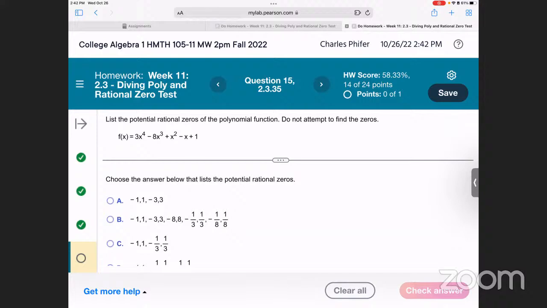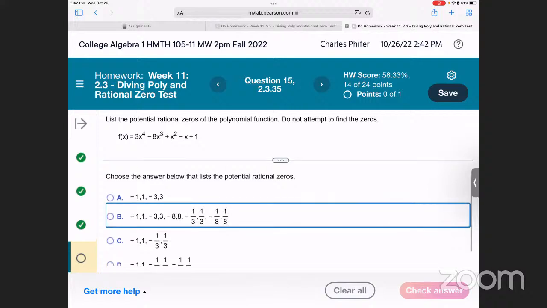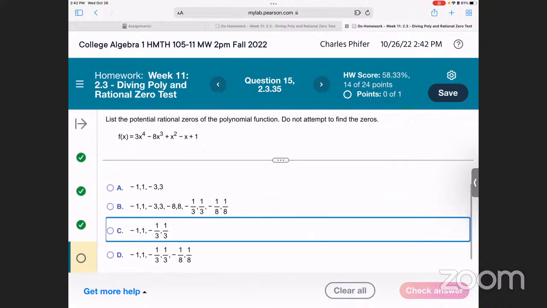So in this case, the constant term is 1. The leading coefficient is 3. The factors of 1 are just 1. So we're only working with 1 and 3, so it can't be B because it has 8 in there, and it can't be D because it has 8. There's no 8 in the constant term or the leading coefficient. And then if it's the constant over the leading coefficient, it can't be A because it's missing our fractions. A is just off, right?